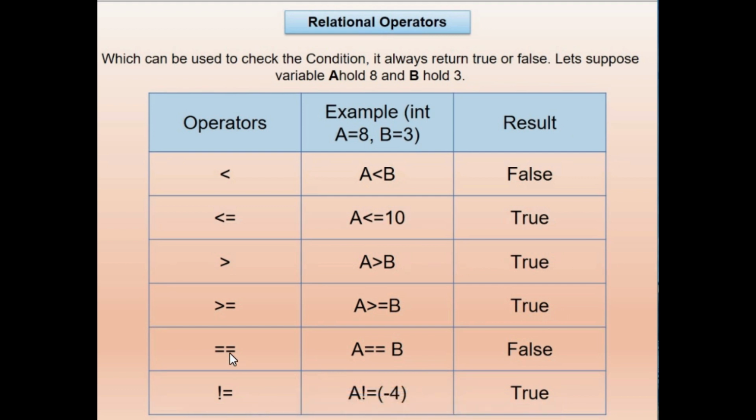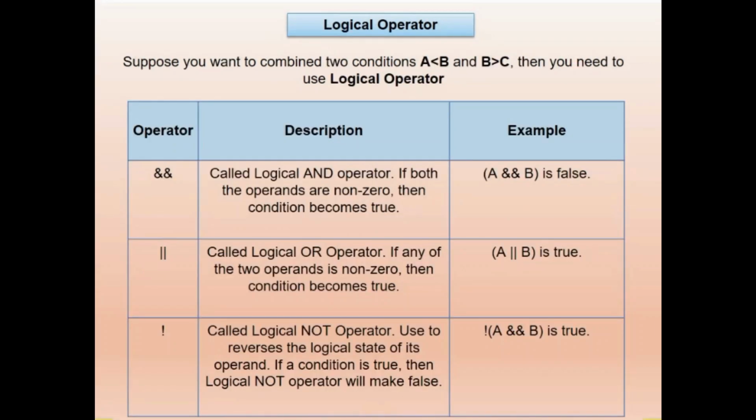Then the equals to symbol: a == b. The value of a is 8 and the value of b is 3, so both values are not equal. That's why the result is false. Then the next operator is not equals to: a != -4. The condition holds, that's why the result is true. Next operator is the logical operator.